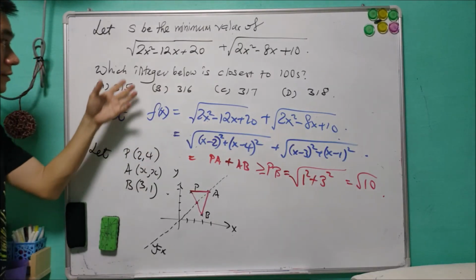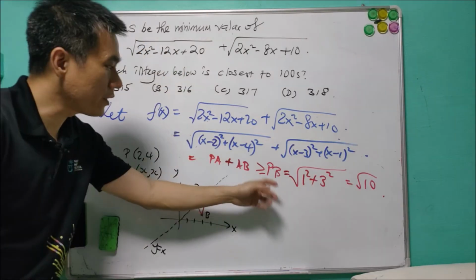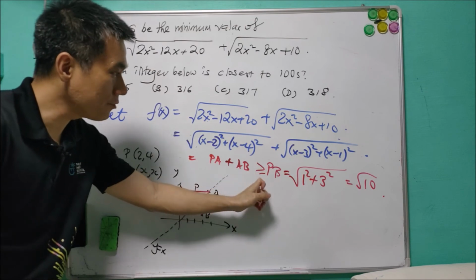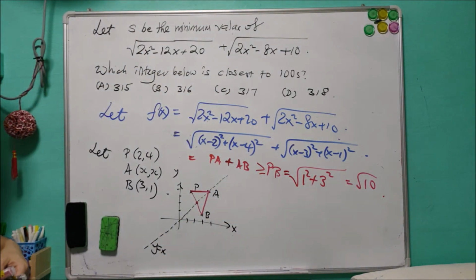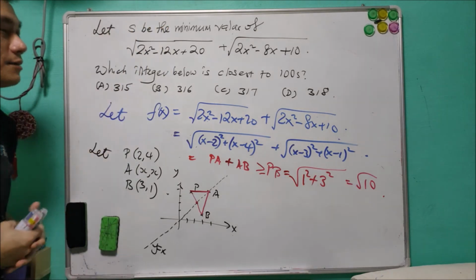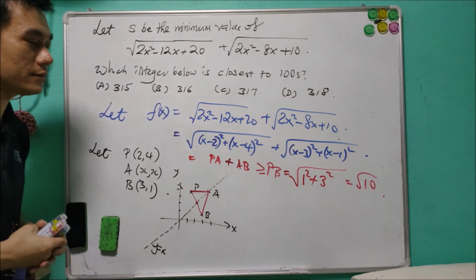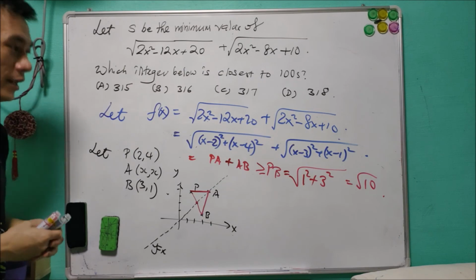One very important thing about this question is that when you have an inequality, you have to make sure that this number is achievable. Otherwise, you can't say that it is a minimum value. It's not yet to say that it is a minimum value.